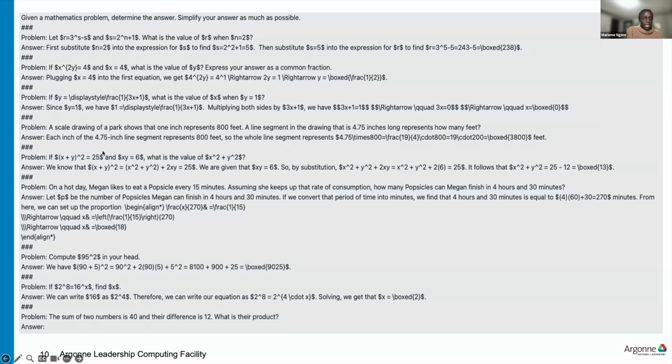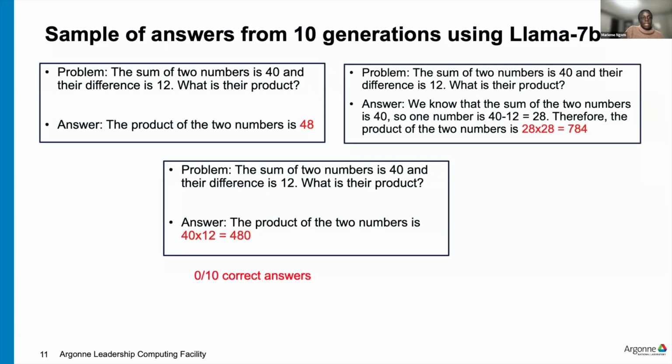I took the level 1 algebra, so these are pretty easy problems, like, for example, compute 95 squared, things like that. And then the LLM is asked to solve the last problem, which is: the sum of 2 numbers is 40 and their difference is 12. What is their product?